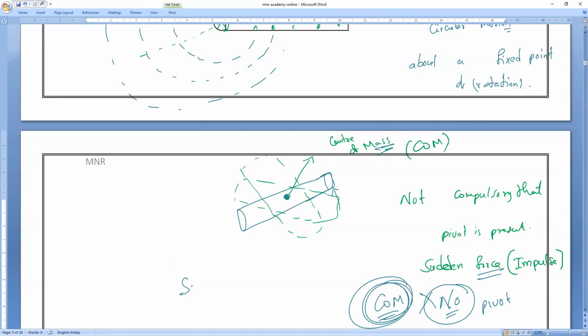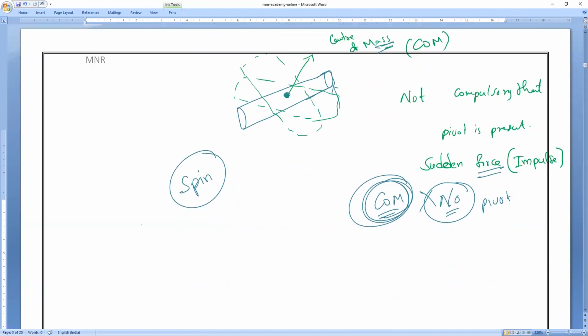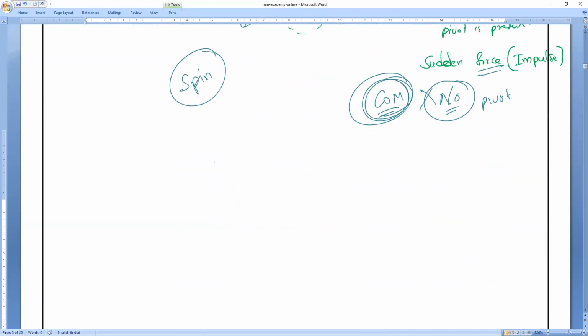So this is what we call an example. A spinner is an example of rotational motion where the body does not have a fixed point; a pivot point does not exist. If you want, you can try placing your scale or pen on your bench, give it a sudden force, and you can notice that the scale or pen will start rotating and keep on rotating. Am I right, everybody? That is what we call rotational motion. So it is a circular motion, maybe with pivot or without pivot.